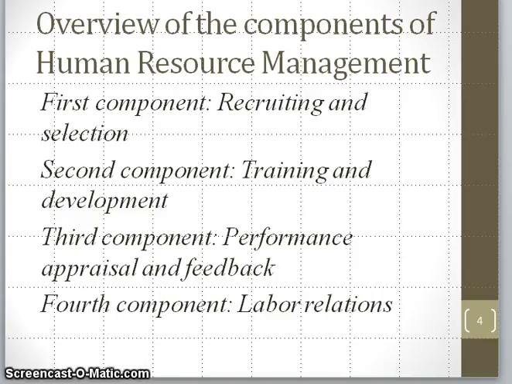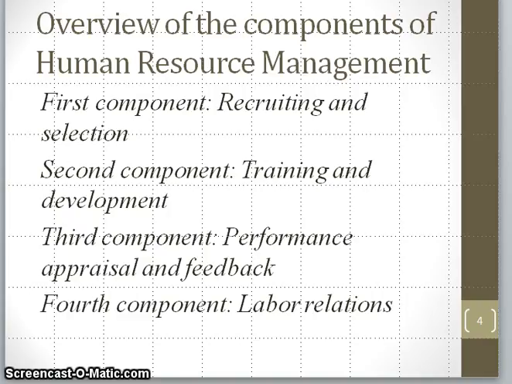The fourth component of the human resource management is considered labor relations. Labor relations encompass the steps that managers take to develop and maintain good working relationships with the labor unions that may represent their employees' interests. For example, an organization's labor relations component can help managers establish safe working conditions and fair labor practices in their offices and plants.